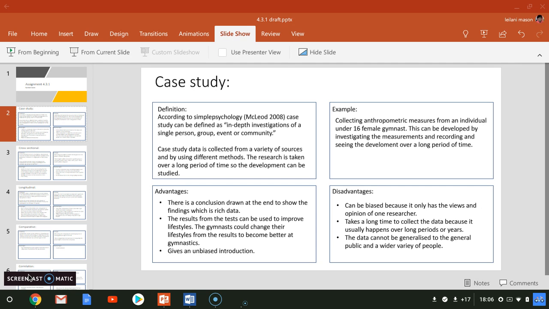The disadvantages are that it can be biased. This is because it only has the view and the opinion of the researcher, and shows what the researcher decides. Also, it takes a long time to collect the data because case studies have to happen over a long period of time to be able to get quality data, and the data cannot be generalized to the general public and a wider variety of people.